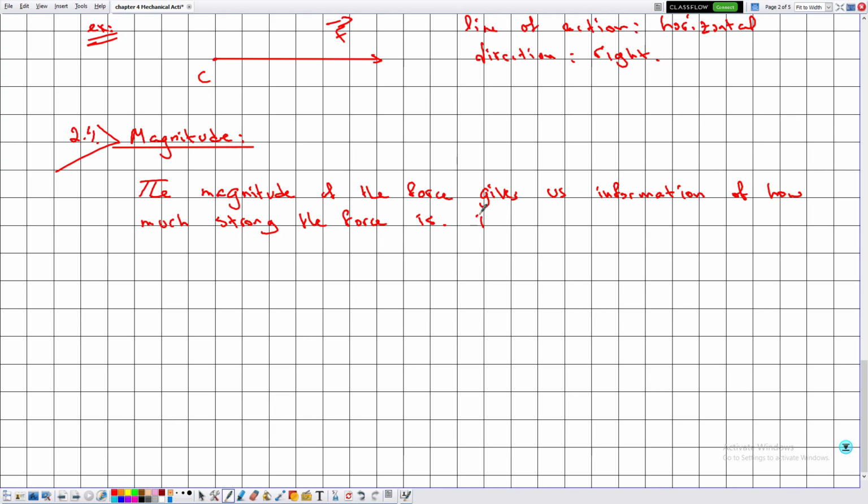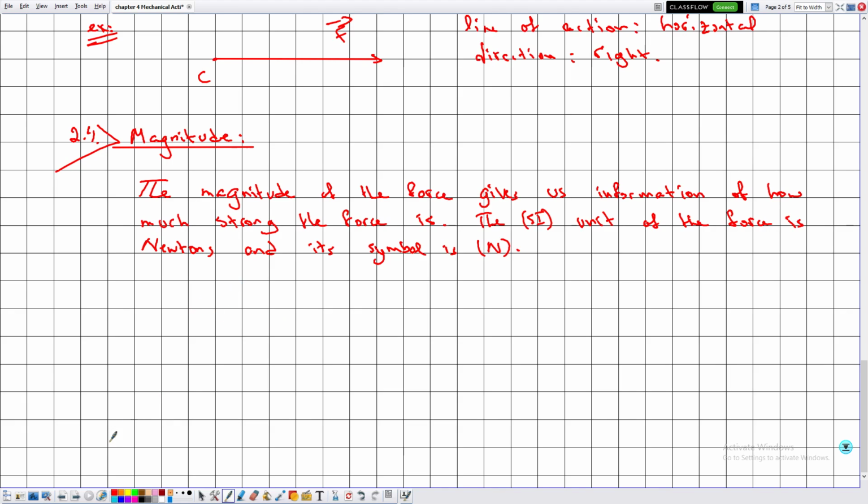The SI unit of the force is measured, sorry, the SI unit of the force is in newtons, and its symbol is N. So the SI unit of the force is given by newtons, and now let me say what is the instrument that is used to measure the magnitude of the force.